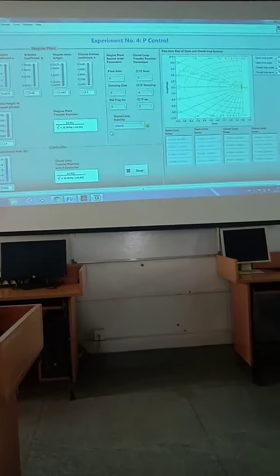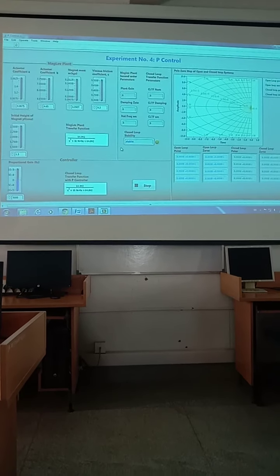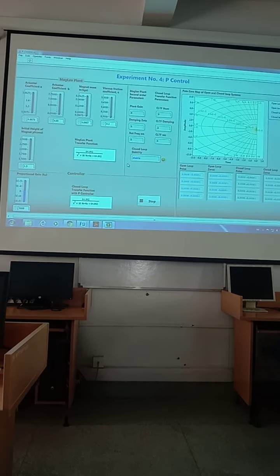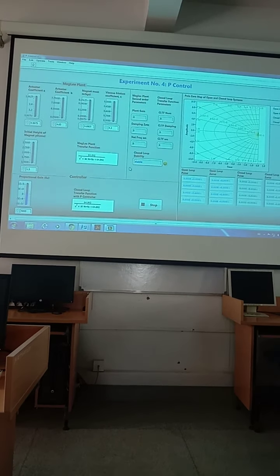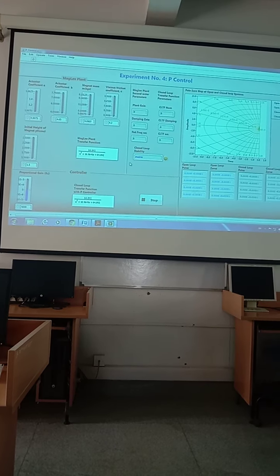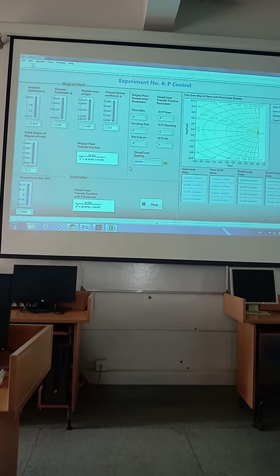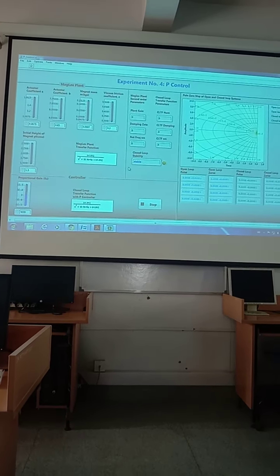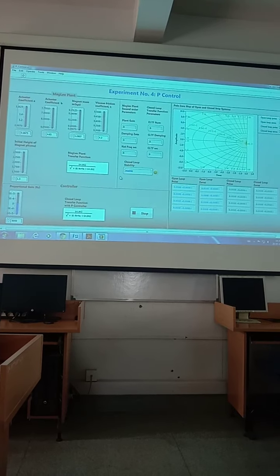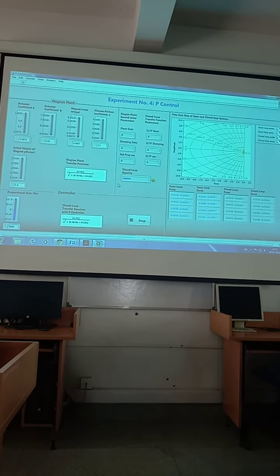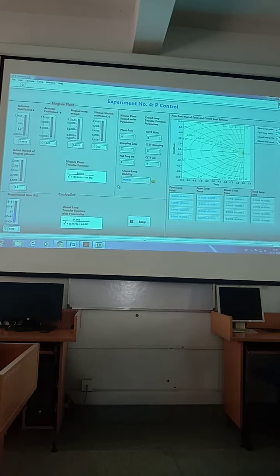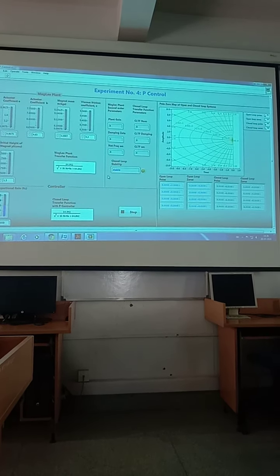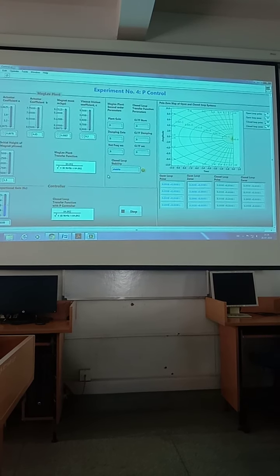Now, see, this experiment is what? It is a P control. P means what? It's a proportional control. You know about the controllers in control engineering. Okay. So you have three types of controllers. One is proportional controller, another is integral controller, the other one is derivative controller. Okay. So here we are making use of the proportional controller. When the magnetic levitation experiment is controlled by the proportional controller, how will it work?